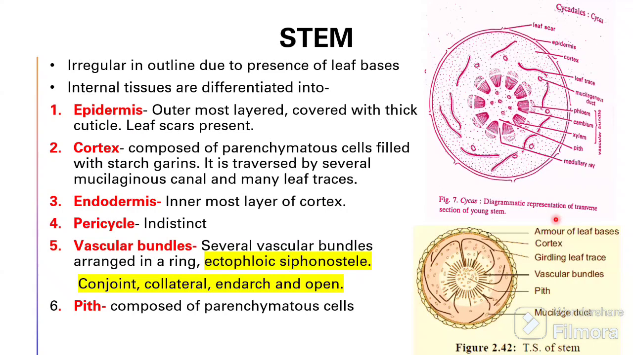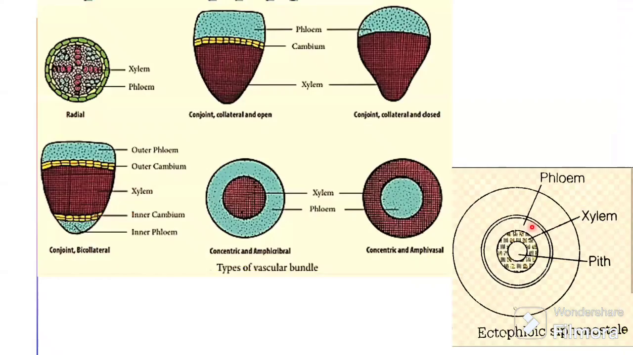Indistinct pericycle means it is not clear. Then comes vascular bundles present in the central region. Here, vascular bundles are arranged in a ring, as you can see in the diagram, and have an ectophloic siphonostele. Vascular bundles are conjoint, collateral, endarch and open. In our upcoming slide, we are going to understand these terms.